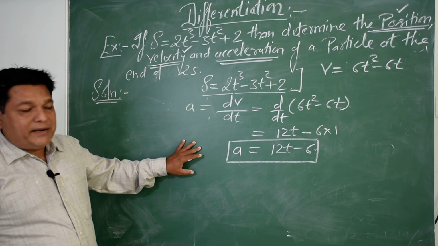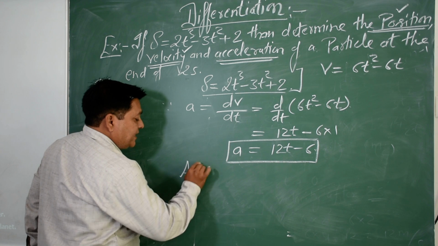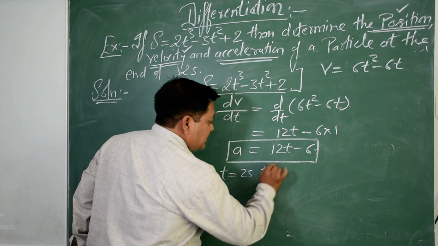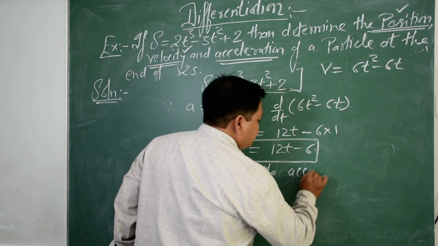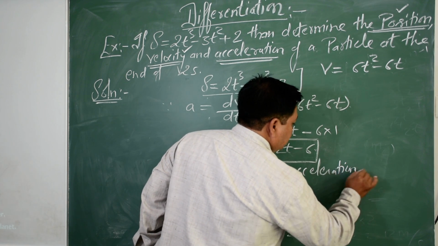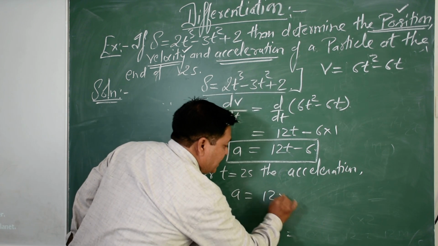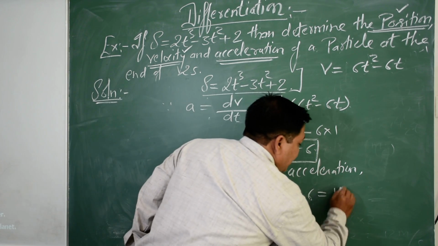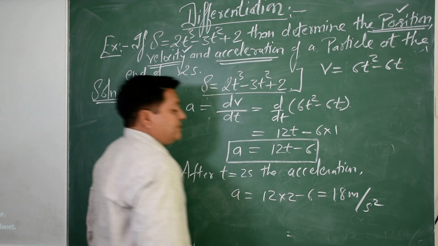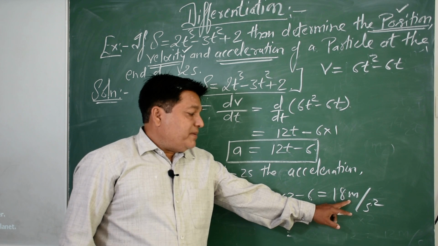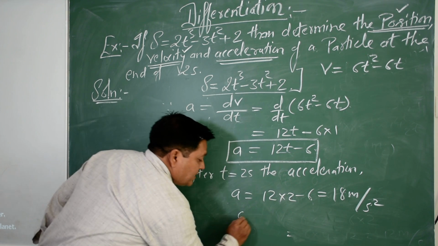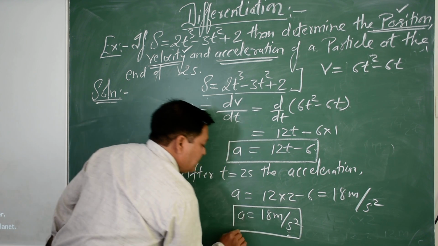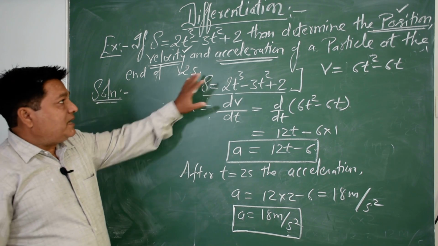What will be the acceleration of a particle at the end of 2 seconds? After time t is equal to 2 seconds, the acceleration a is equal to 12 into 2 minus 6. It means that 24 minus 6, 18 meter per second square. The unit of acceleration is meter per second square. So its acceleration will become 18 meter per second square. This is our required solution for the third part of this question.